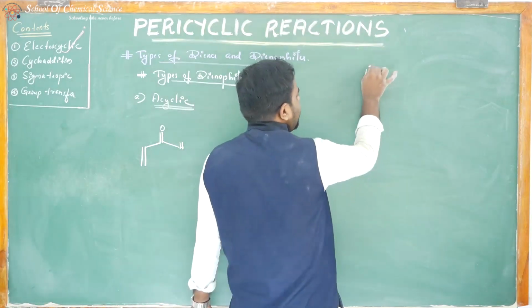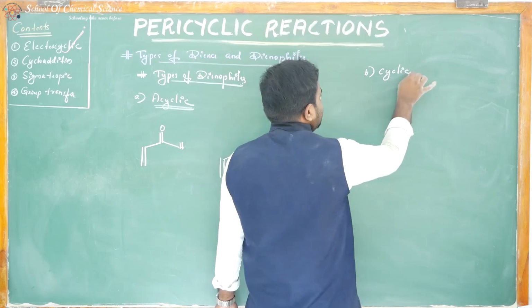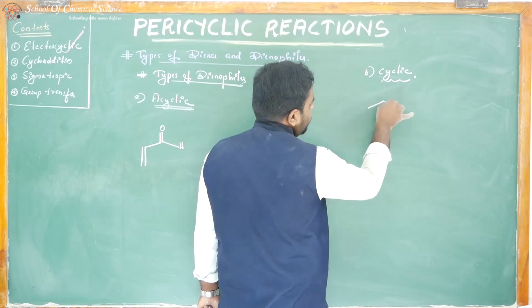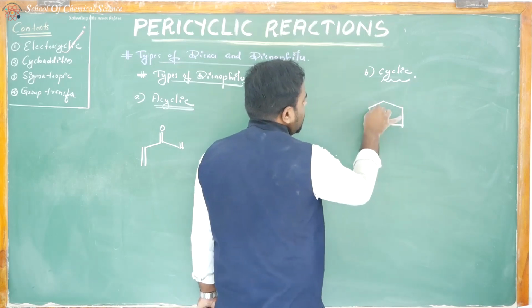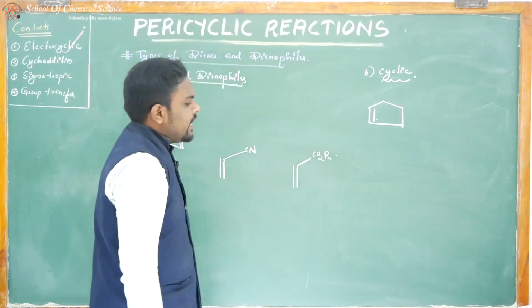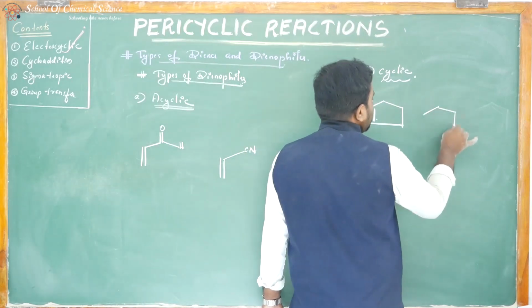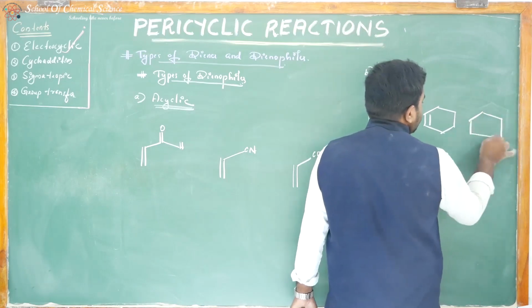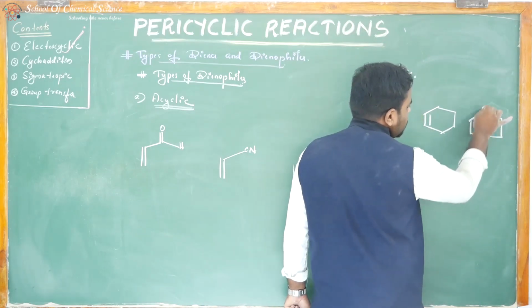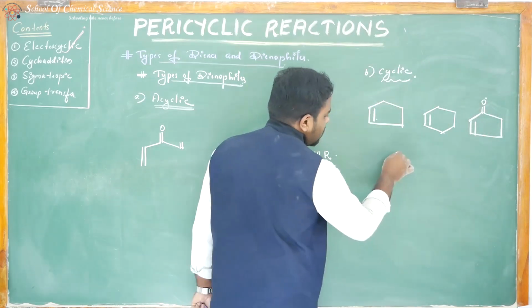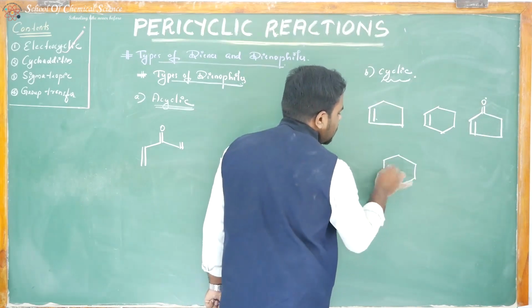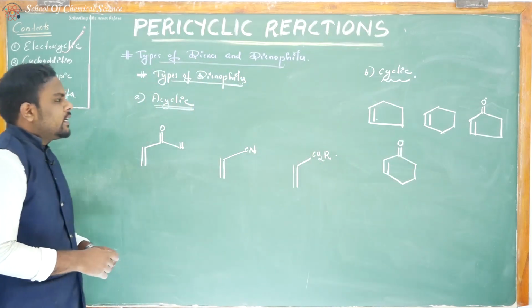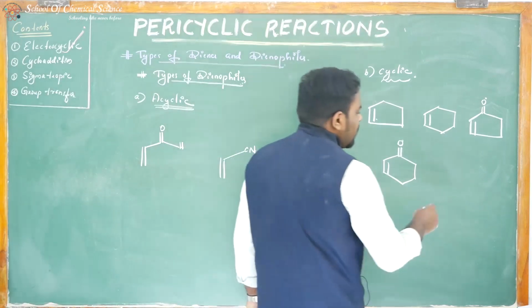Then cyclic dienophiles. For example, this is an example of a cyclic dienophile. Another one. All these are examples of cyclic dienophiles.